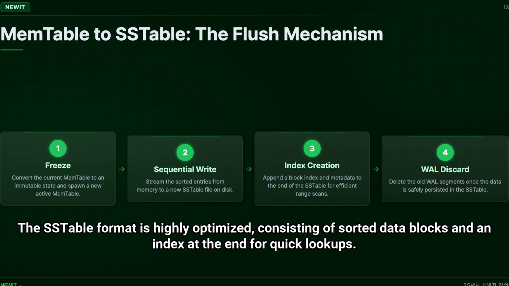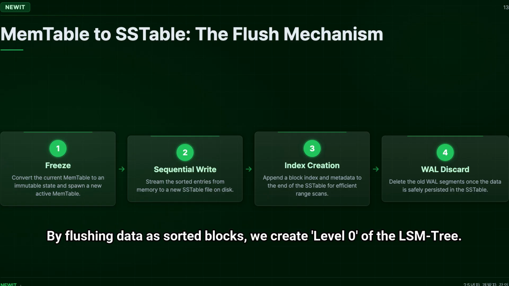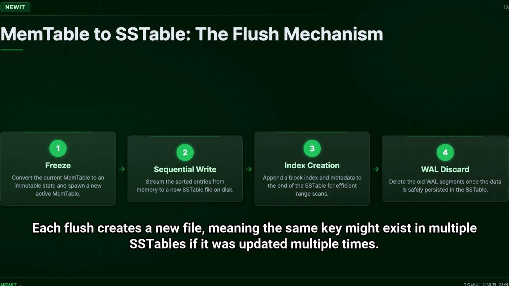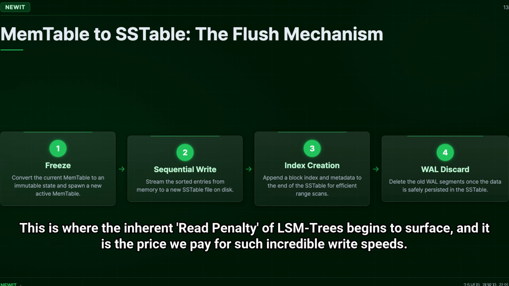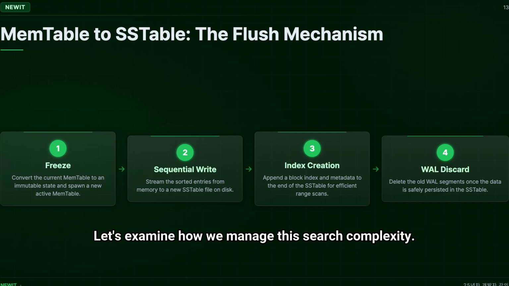The SSTable format is highly optimized, consisting of sorted data blocks and an index at the end for quick lookups. By flushing data as sorted blocks, we create level 0 of the LSM tree. Each flush creates a new file, meaning the same key might exist in multiple SSTables if it was updated multiple times. This leads to a fascinating problem. If the data is fragmented across many files, how do we find the most recent version without checking every single one? This is where the inherent read penalty of LSM trees begins to surface, and it is the price we pay for such incredible write speeds. Let's examine how we manage this search complexity.